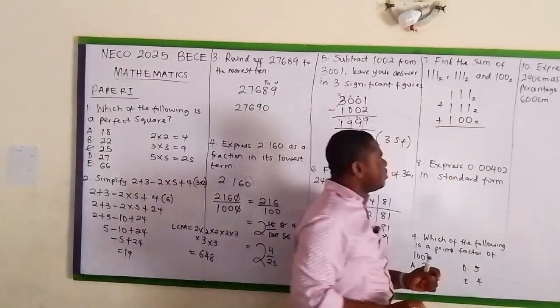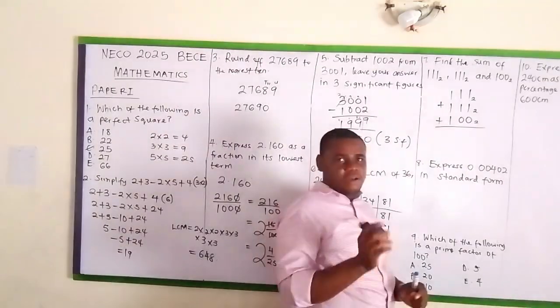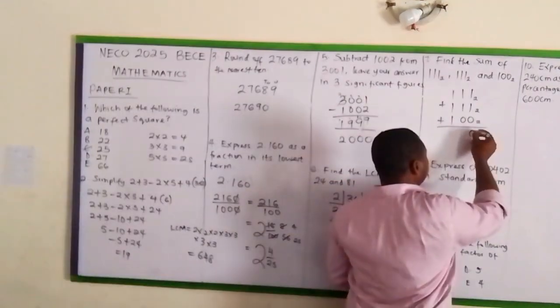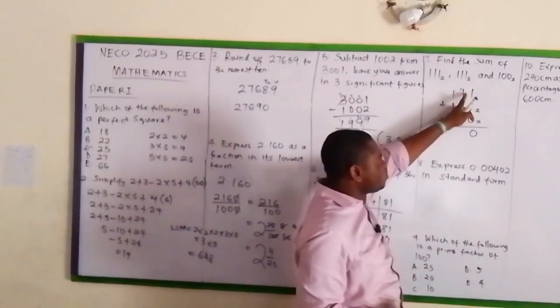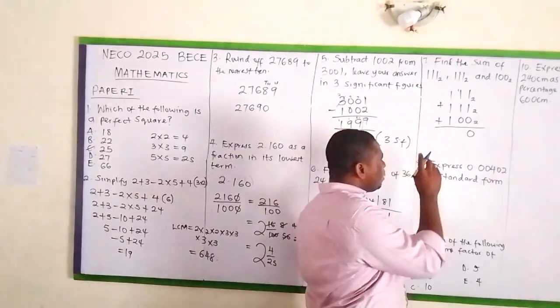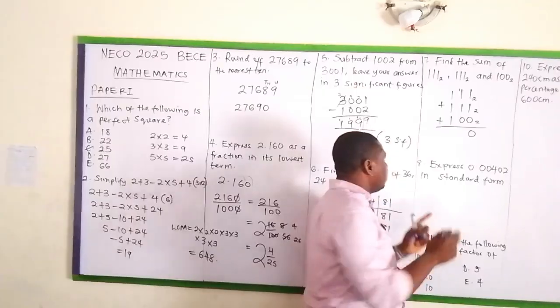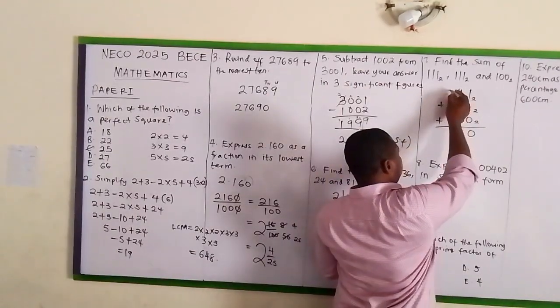So 1 plus 1 in base 2 gives me 10. So write 0 and carry 1. Now in this case, 1 plus 1 is 10. So 10 plus 1 gives us 11. So write 1 and carry 1.